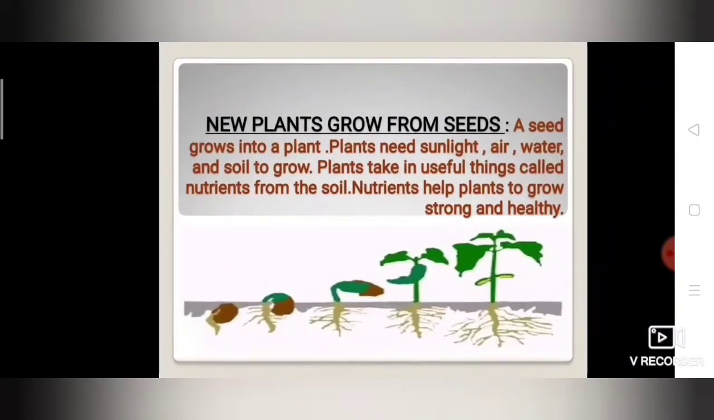Students, let me now explain to you how new plants grow from seeds. A seed grows into a plant. Plants need sunlight, air, water, and soil to grow. Plants take in useful things called nutrients from the soil. Nutrients help plants to grow strong and healthy.